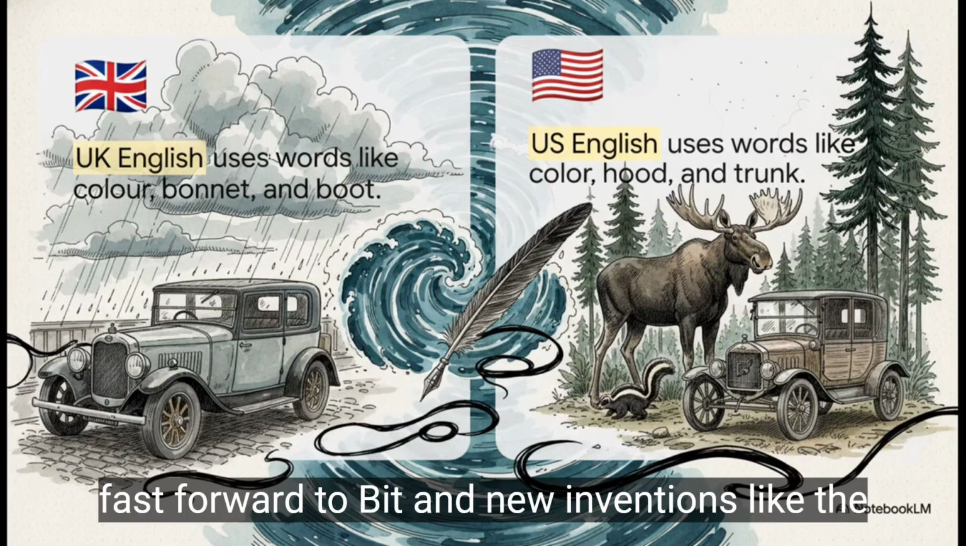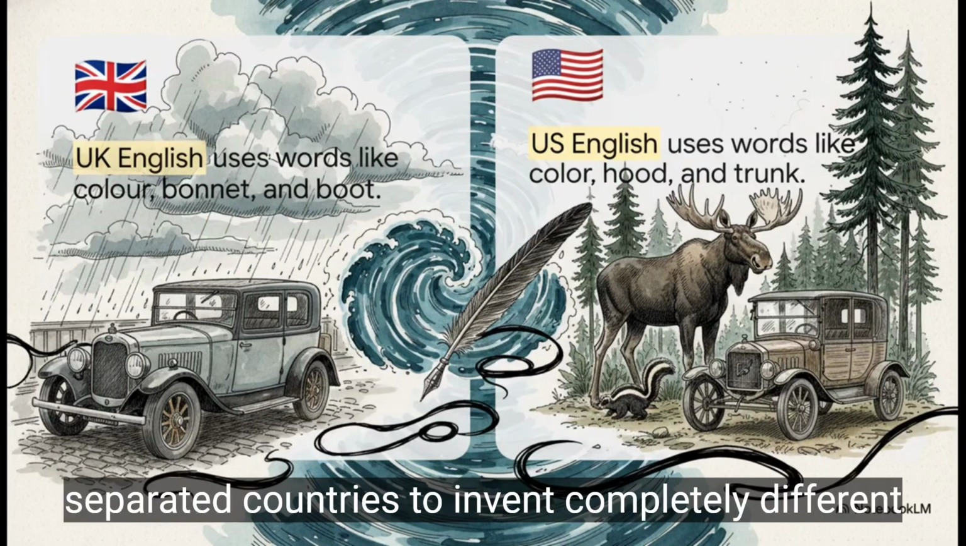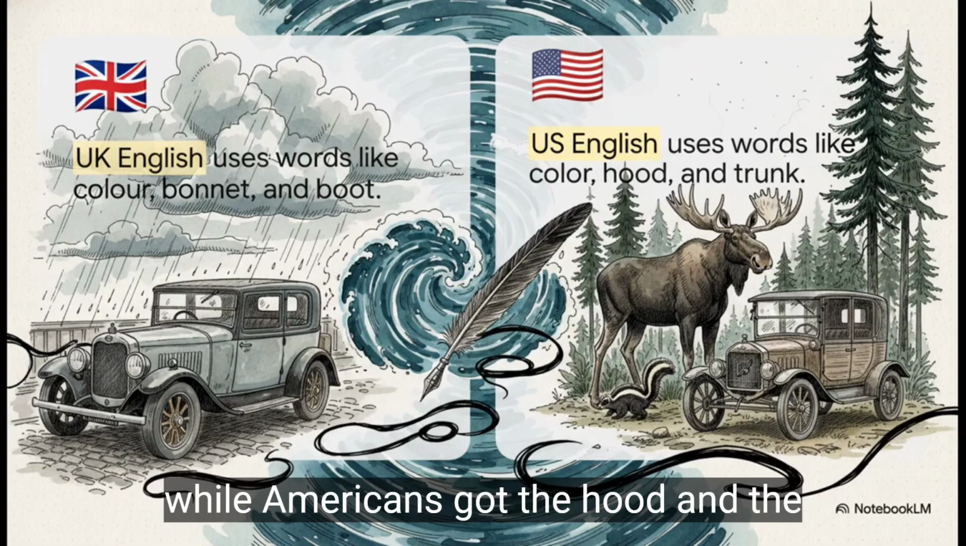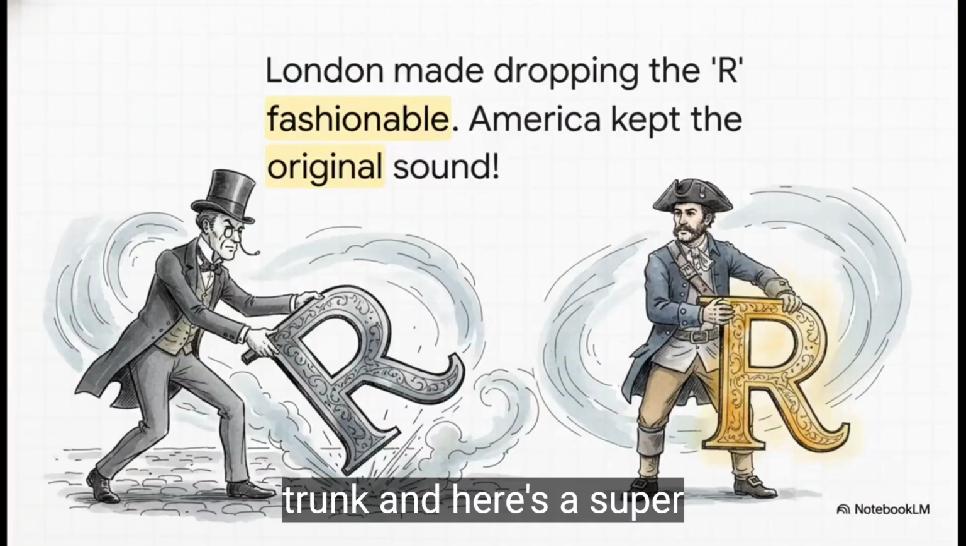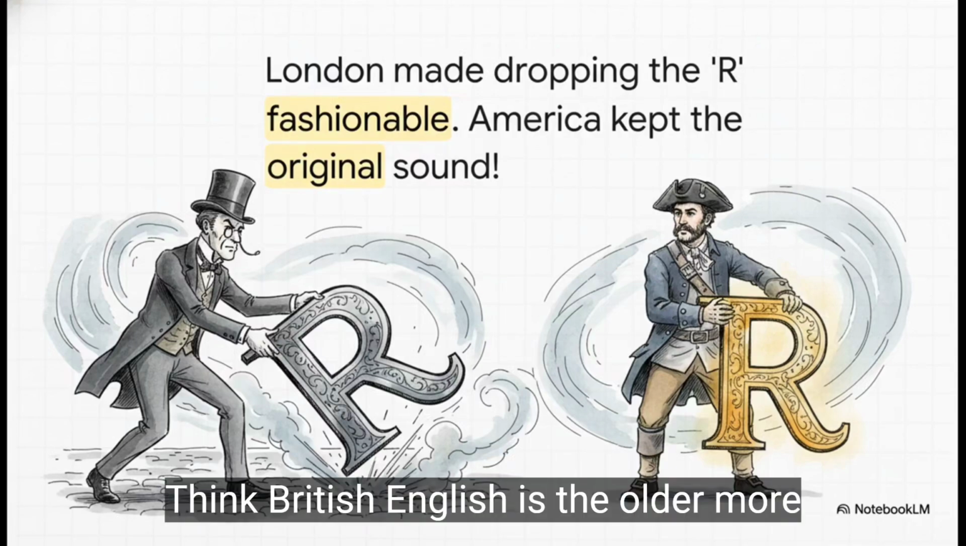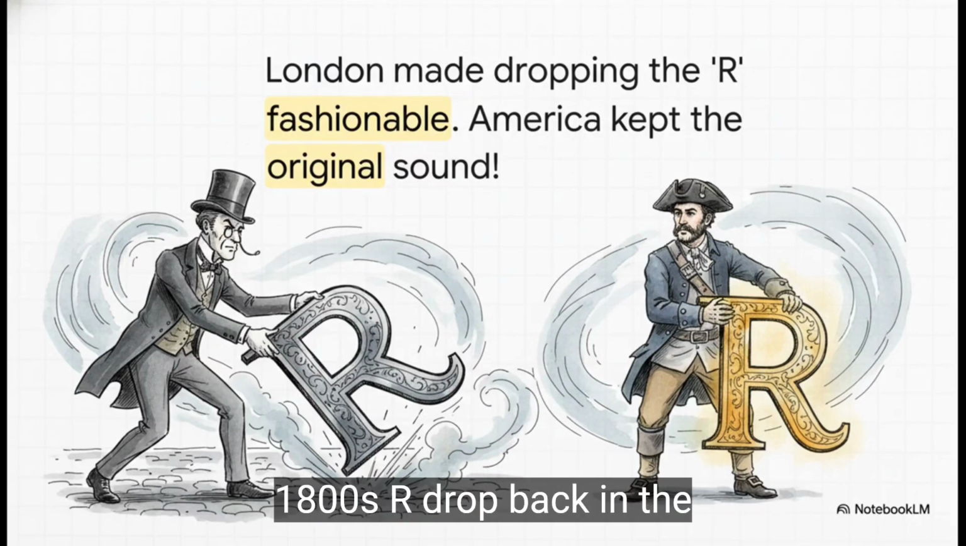Plus, fast forward a bit, and new inventions like the car forced these two geographically separated countries to invent completely different words. The British got the bonnet and the boot, while Americans got the hood and the trunk. And here's a super common misconception. You might naturally think British English is the older, more original pronunciation. But look at the 1800s R drop.